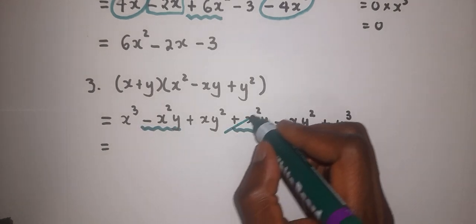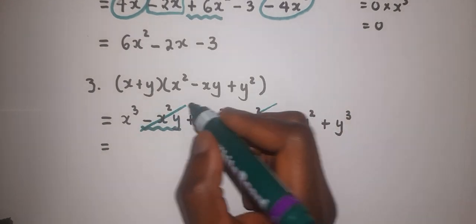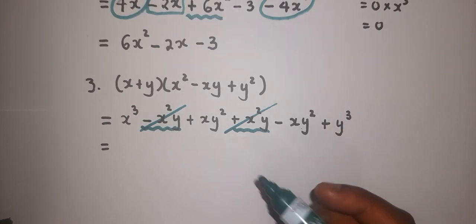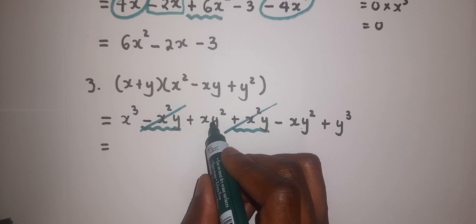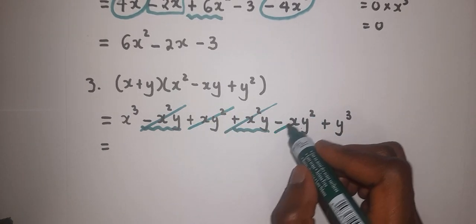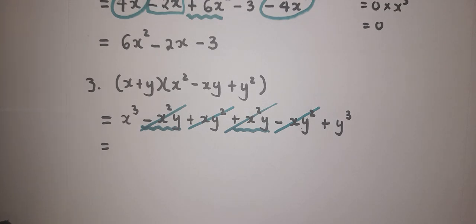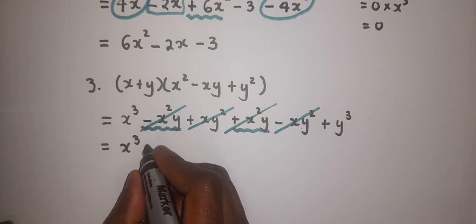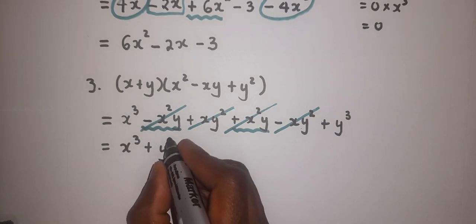So mathematically this one cancels with this one because they are going to subtract from each other. One is positive, the other is negative. Similarly, we have xy squared with xy squared. Same magnitude, different signs. So these two cancel. The only two things that we are left with are x cubed plus y cubed.